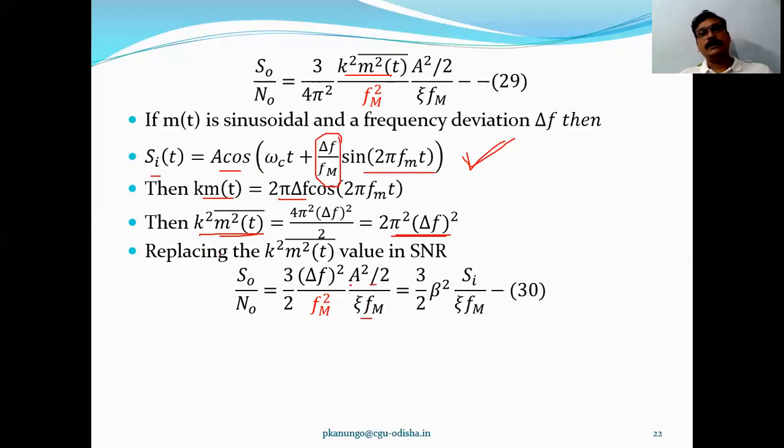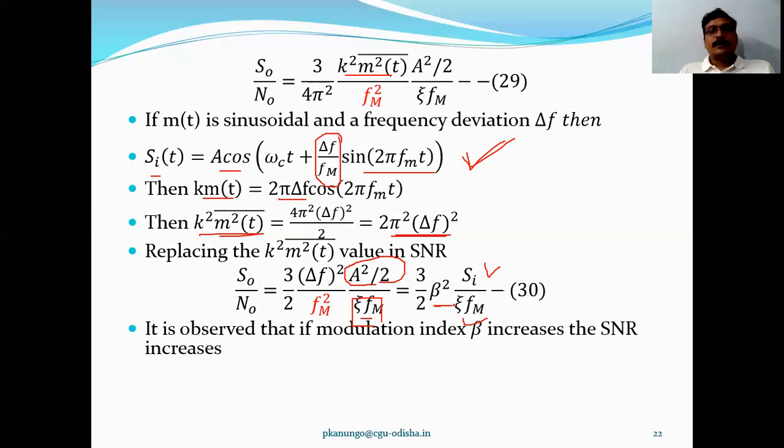So that's A squared by 2, the input signal power, and ηfm is the input noise power. And this Δf by fm, we know Δf by fm is equal to beta. So directly we are writing 3 by 2 beta squared Si by ηfm. So it is observed that if the modulation index beta increases, then SNR increases.